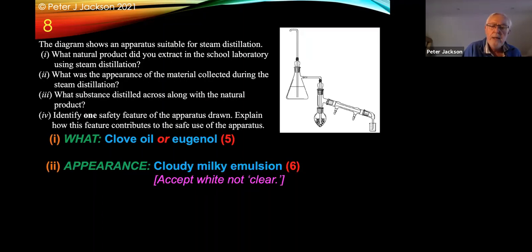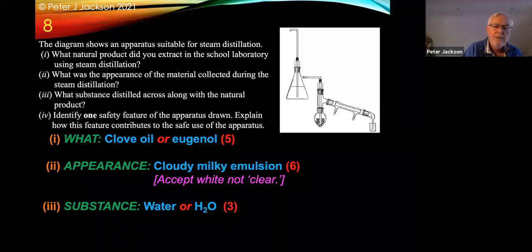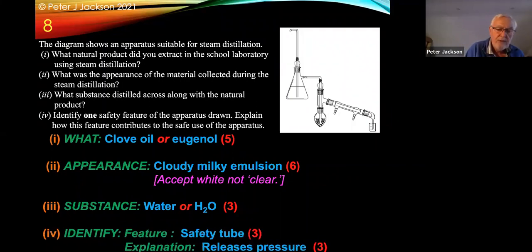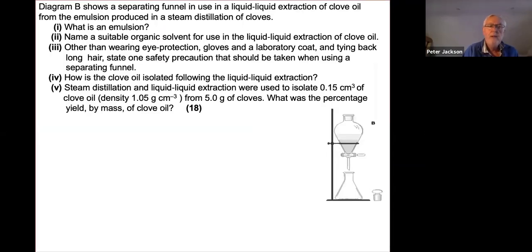What is the appearance of the material collected during the steam distillation? Cloudy, milky emulsion, except white but not clear. What substance distilled across along with the natural product? Water, of course. Identify one safety feature of the apparatus drawn. Explain how this feature contributes to the safe use of the apparatus. That's two questions, right? So the safety tube, and it releases pressure to prevent an explosion.